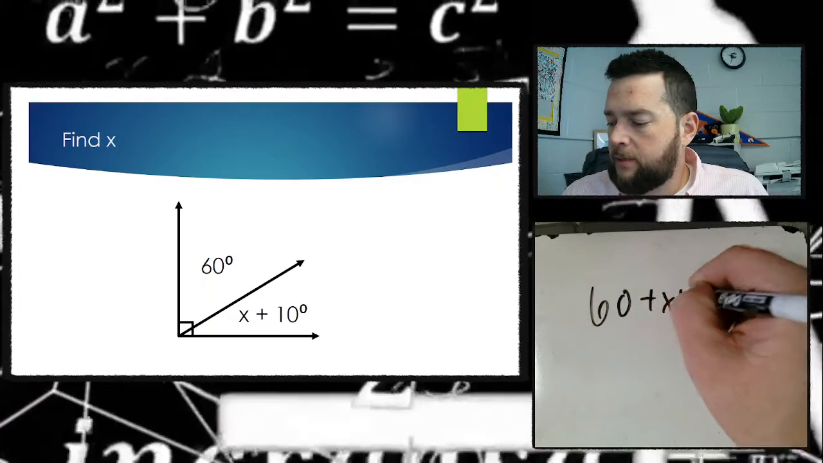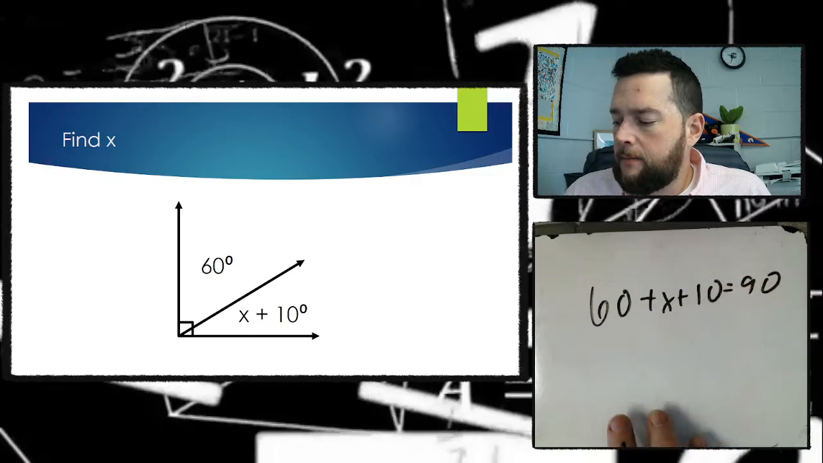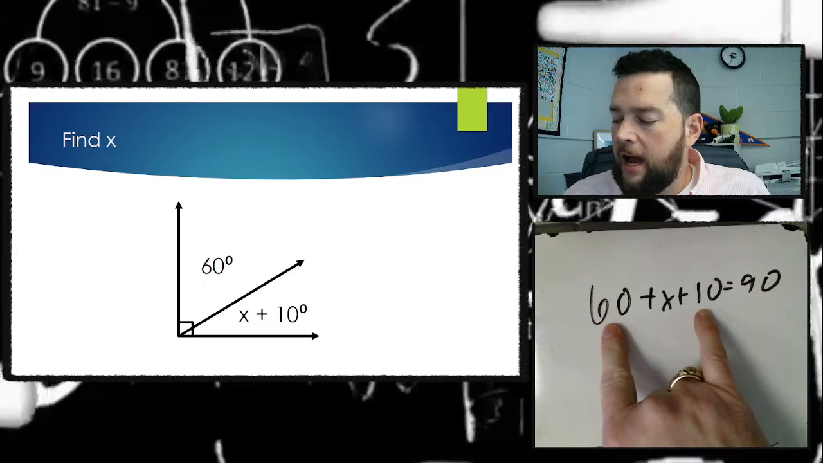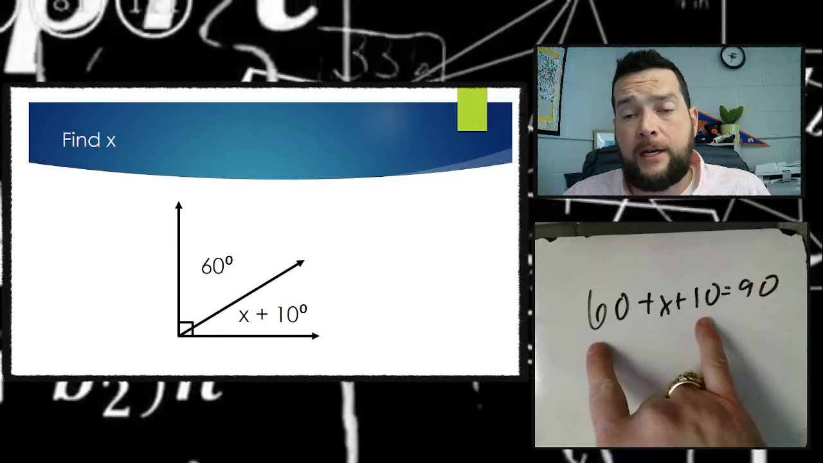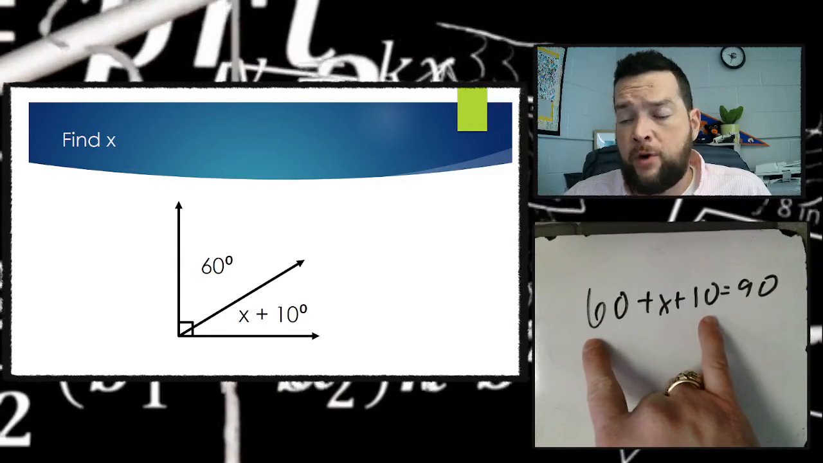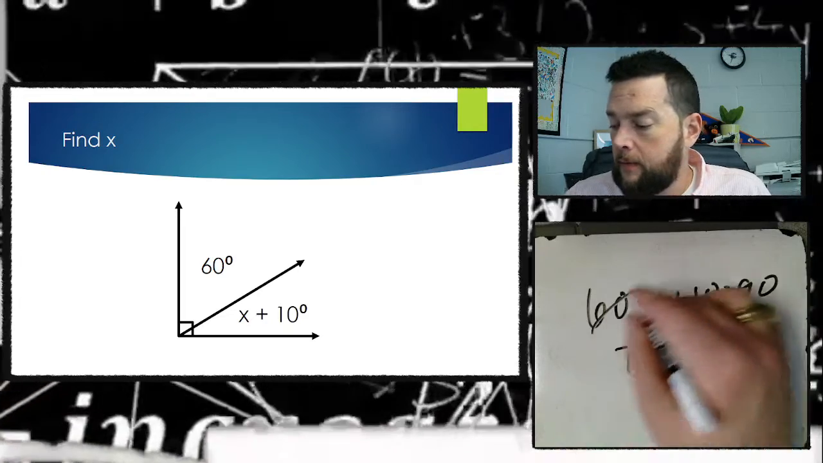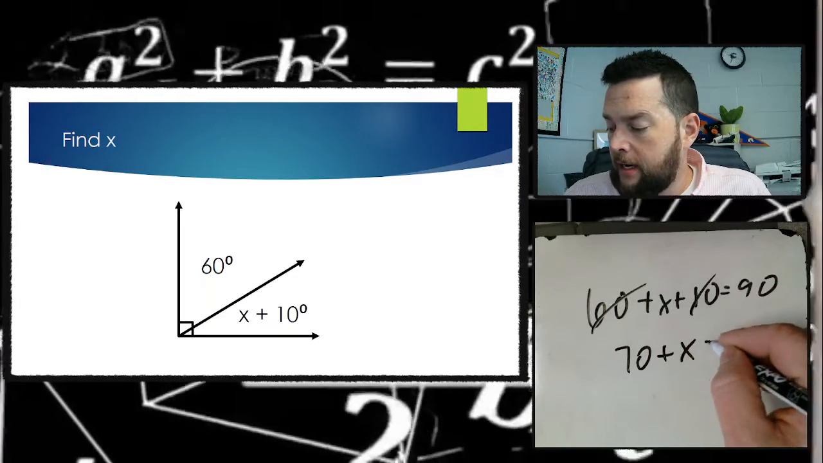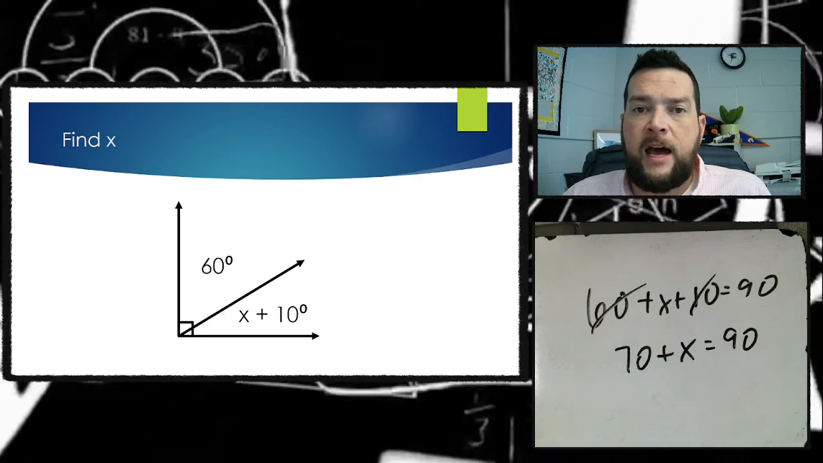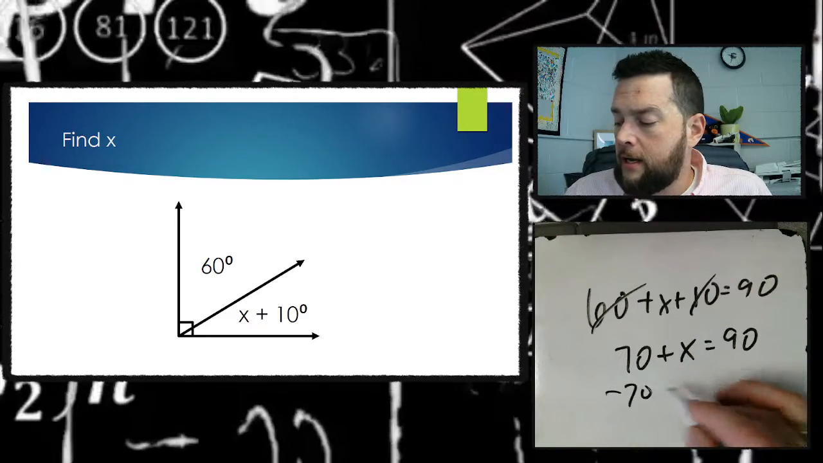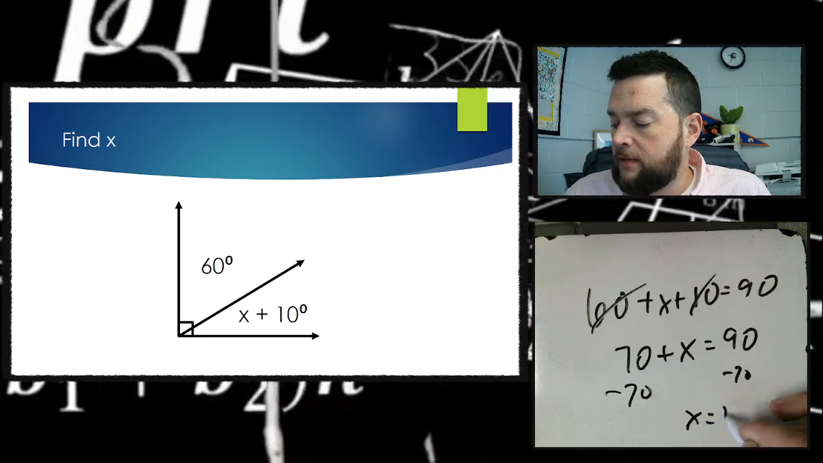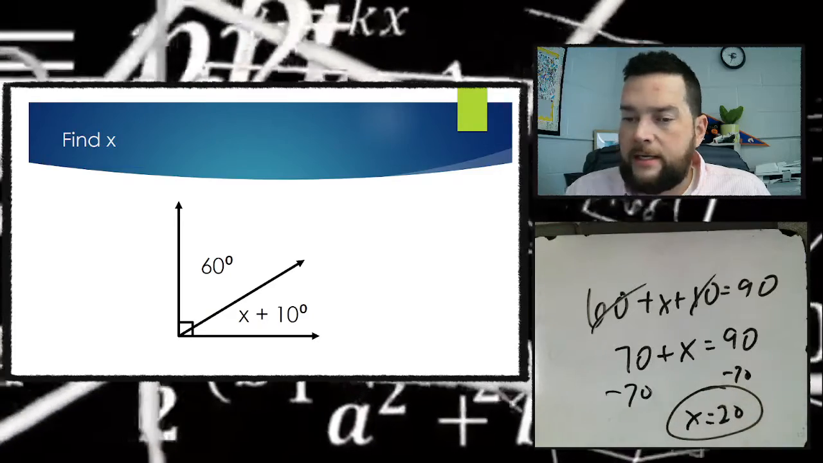60 plus x plus 10 equals 90. In this case, I have two terms that are like terms, so I can go ahead and simplify this expression first. I have 60 plus 10, that's 70. Plus x equals 90. Now I've got a one-step equation where I can subtract the 70 from both sides and find out that x equals 20.